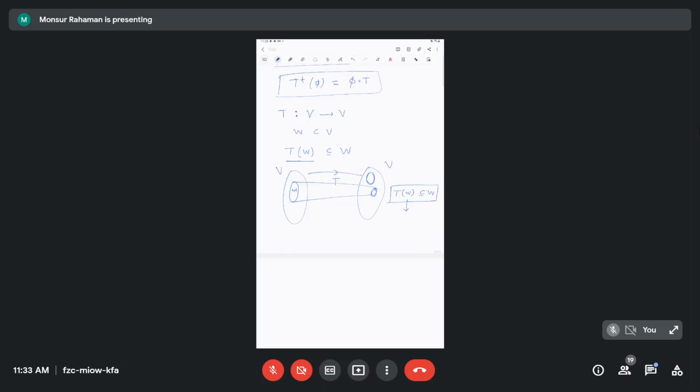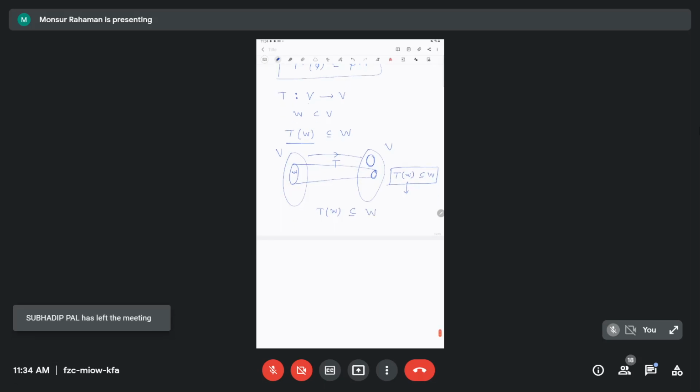Okay, और इसको और एक तरह से लिखा जाता है. TW is a subset of W means what? Means for all w belongs to W, Tw is in W. This is the another definition. At that time, we will call W an invariant subspace. This lowercase w is the element, and this capital W is not an element. This is a vector space.